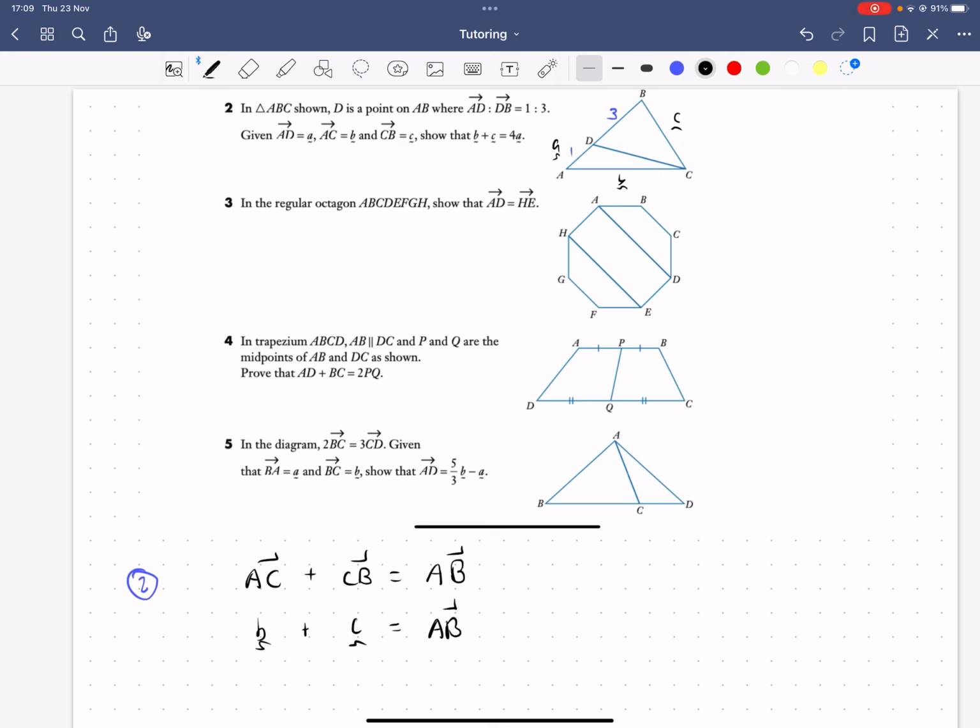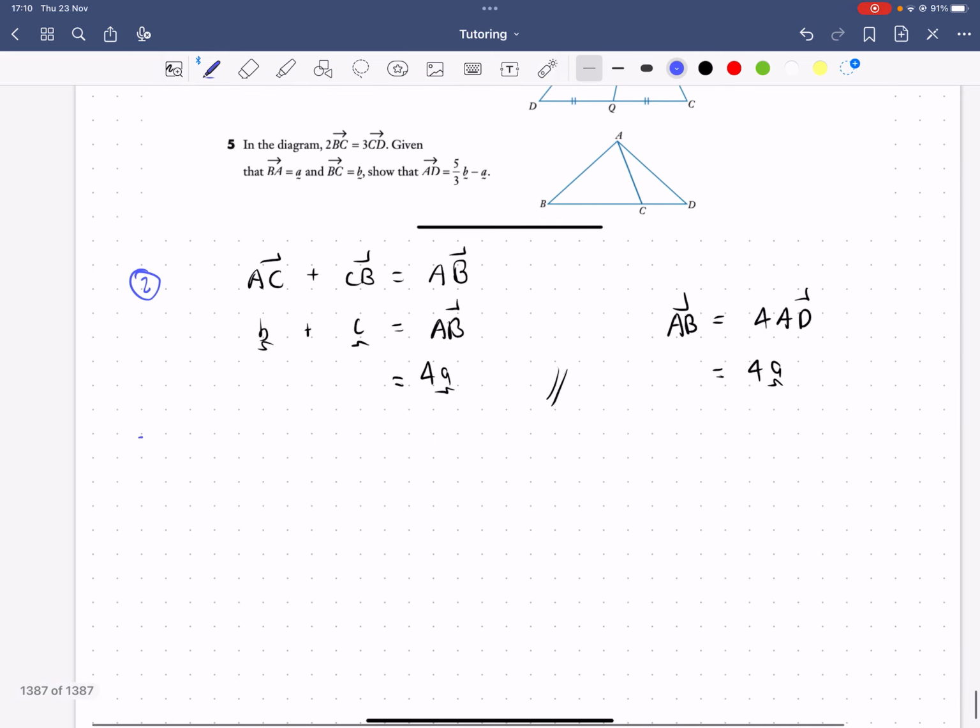Let's figure out what vector AB is. Well, if vector AD is 1 and vector AB is 3, because they exist in the ratio 1 to 3, then vector AB would be 4 lots of AD, because there are 4 parts in that whole ratio. So vector AB is 4 lots of A. So therefore, AB is 4A, and we've proven it. Done.